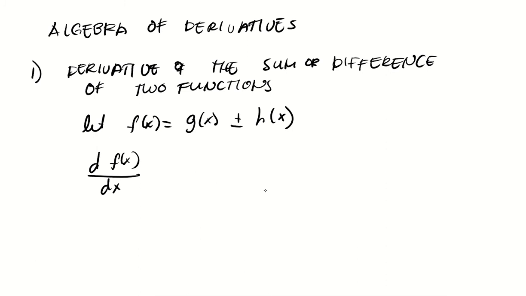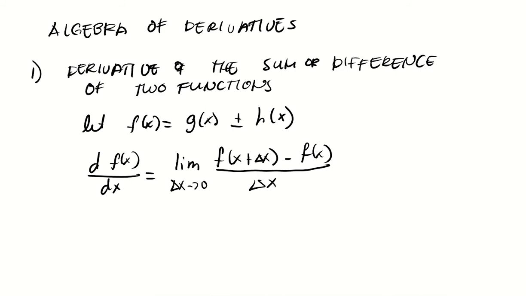with respect to x, remember our definition, this is equal to the limit of f of x plus delta x minus f of x all over delta x as delta x approaches 0. But this time, f of x is equal to g of x plus or minus h of x. So we need first to determine what is f of x plus delta x from this function. So f of x plus delta x is just equal to g of x plus delta x plus or minus h of x plus delta x.